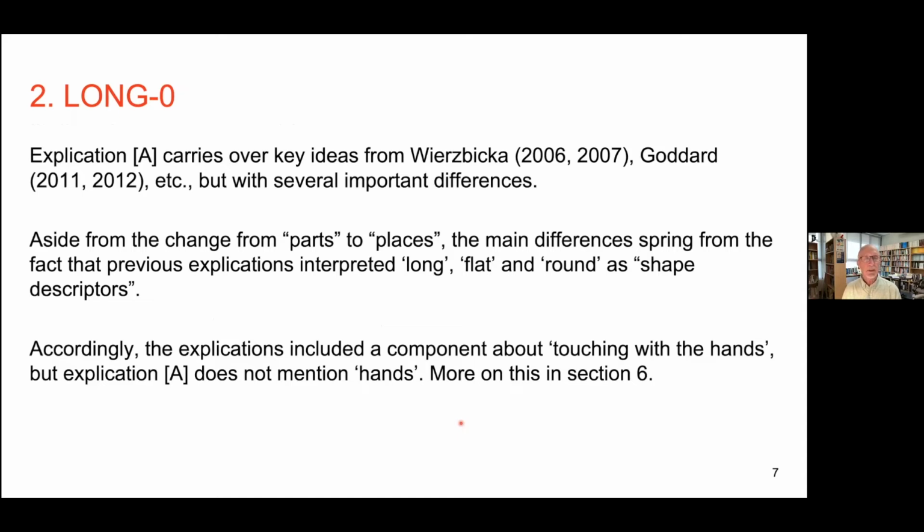I'll come back to this later, but aside from switching from reliance on parts to places, the other big difference between this explication and some previous ones is that there's nothing in it about touching with the hands. Previous explications sort of leaned on the idea that long, round, and flat had to do with something like shape, and there was a component about touching with the hands, but that's no longer present in these explications.